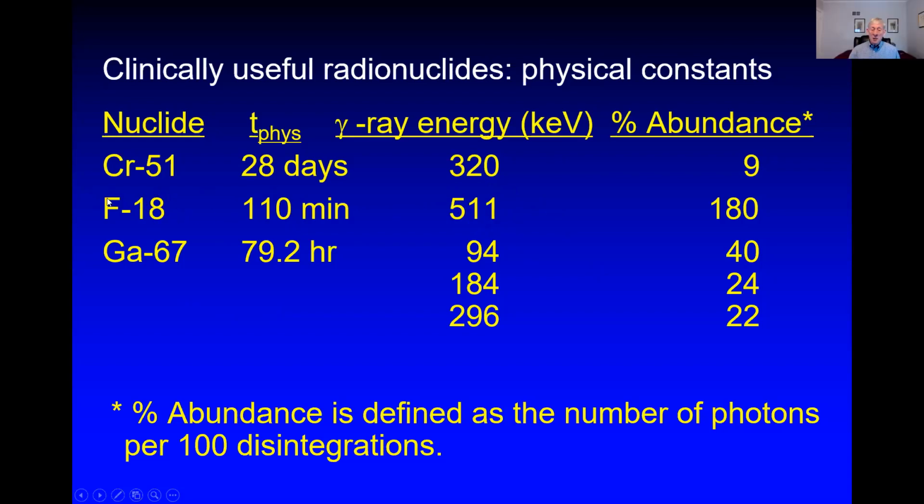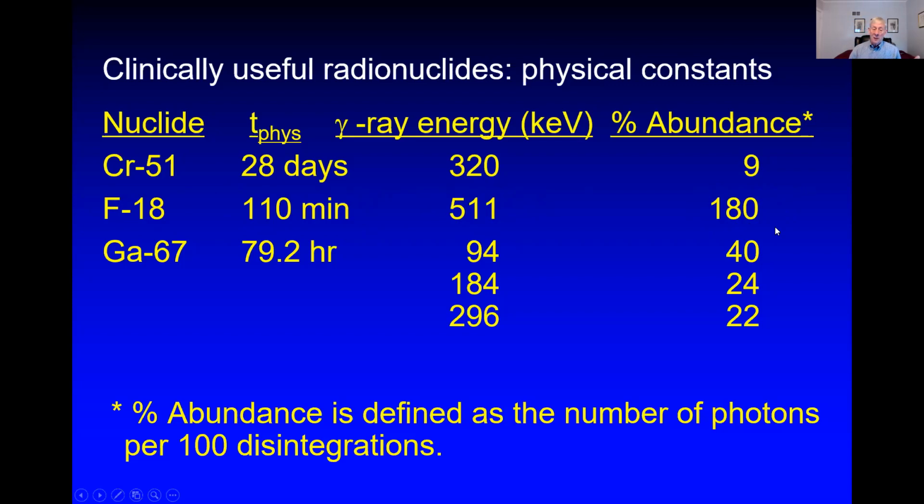And even if you didn't know that, 511 keV tells you that annihilation has taken place. And when does that occur? That only occurs with positron emission. So here we have F18, 110-minute half-life. The energy will always be 511 keV. And take a look at the percent abundance, 180%.